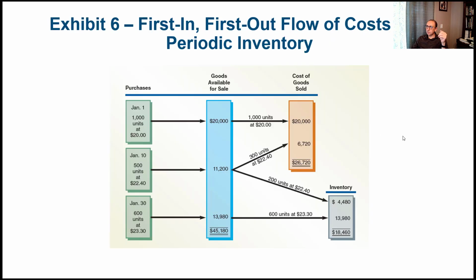So this presentation here just shows you the difference between how the flow would work when you see the purchases. So we had 1,000 units that we started with, we purchased 500 and we purchased another 600. The goods available for sale is 45,180, and then the units sold, which are the 1,000 plus the 300, okay, which is from this batch, and then the remaining 200 from this batch, and the remaining 600, that's our ending inventory.